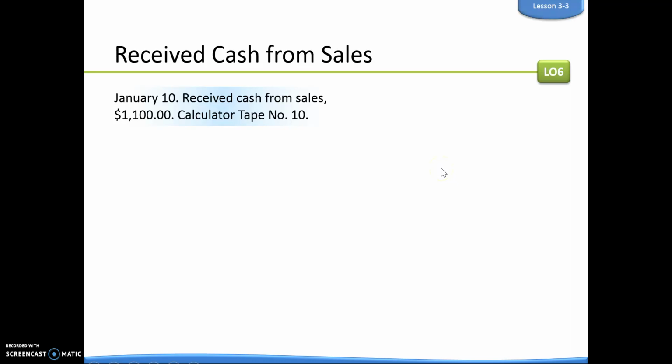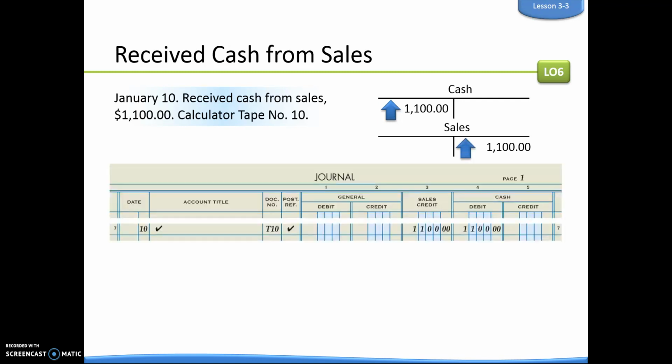Let's identify our two accounts that are affected here. One is cash, it's going up with a debit, and then we also have sales, which is also going up, except with a credit. So what happens when we journalize this, it looks a little bit different than we had before. I want to point out a couple of things as we get started.